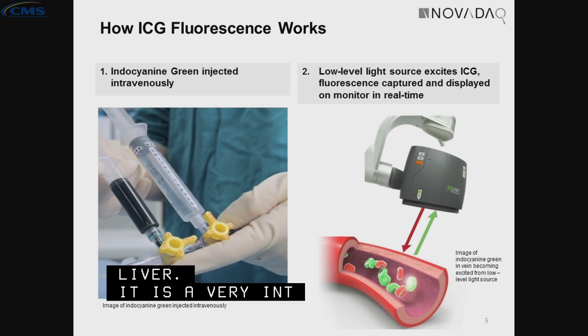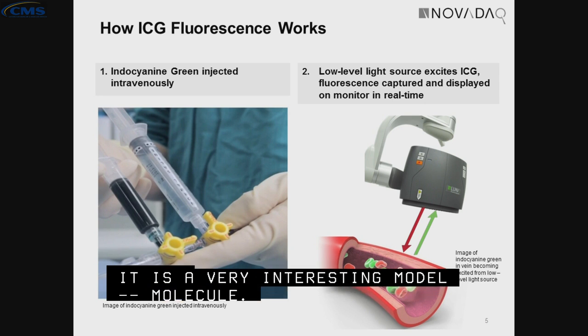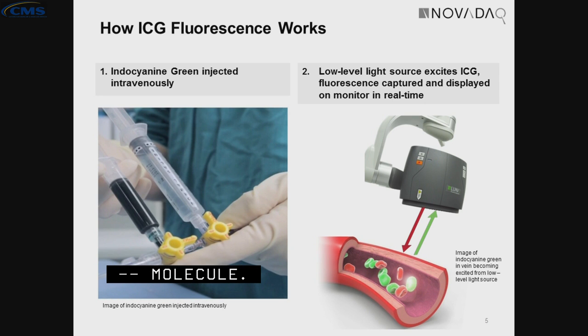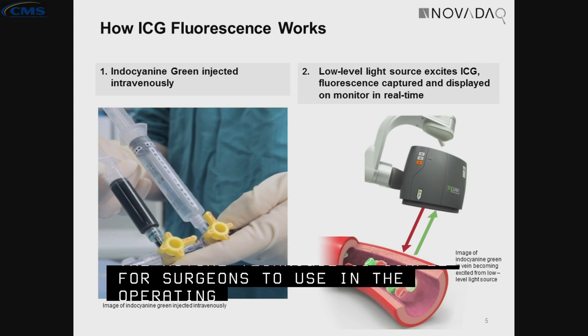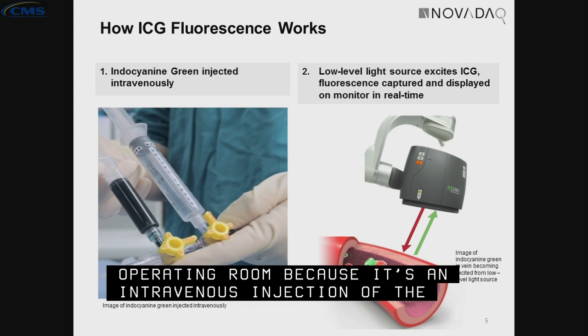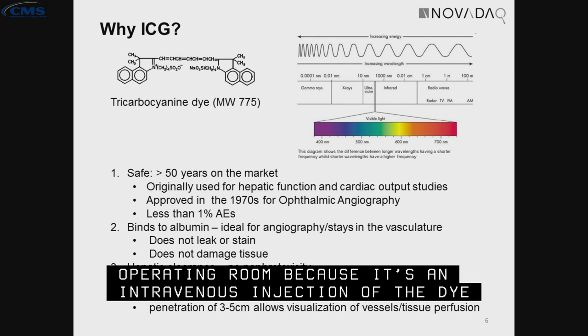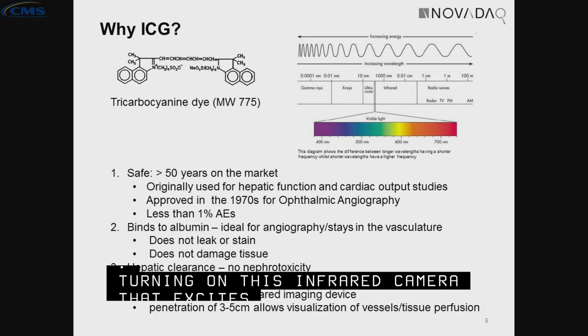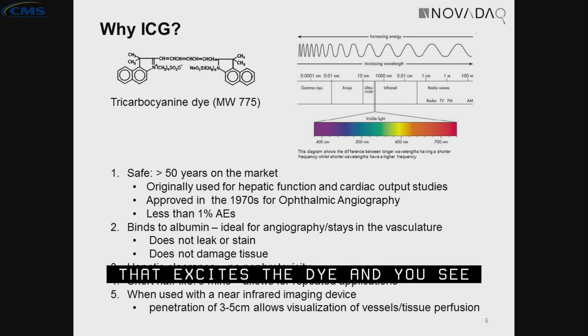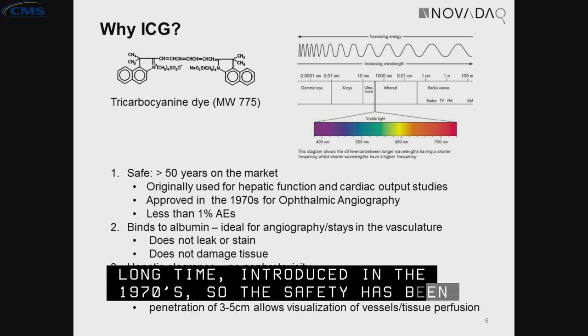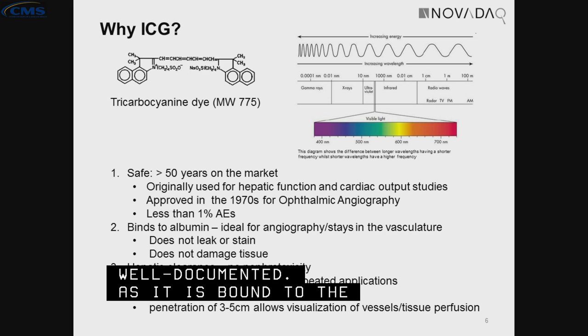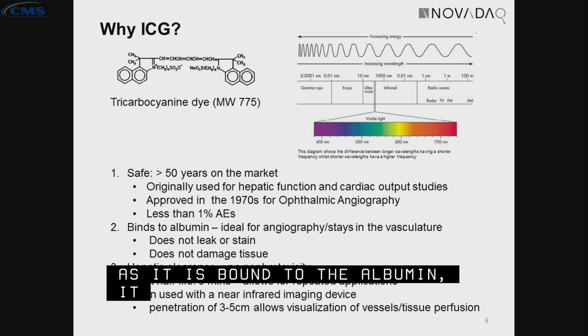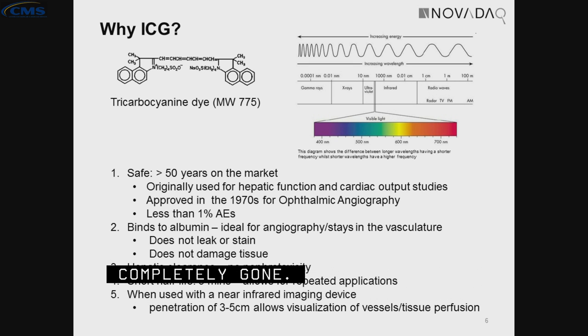The actual technique itself is simple for surgeons to use in the OR, because it's simply an intravenous injection of the dye and turning on this camera, which is an infrared camera that excites the dye, and you see fluorescence wherever there's blood flow. The dye itself has been around for a very long time, introduced in the 1970s, so the safety profile has been well documented. The beauty of this dye is that because it's bound to albumin, it goes where blood goes, goes into tissues, and then leaves tissues. So within 3 minutes, the dye is completely gone. And in my procedures, you can use it over and over again, which is very different than dyes of the past.